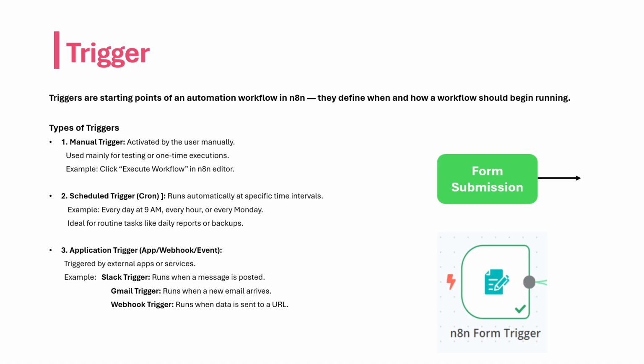And third is application trigger. Here we can also have an application, webhook or event which is triggered by external apps or services, which requires another application. That is, a third party will be involved here. For example, Slack trigger, Gmail trigger, or webhook trigger, which perform based on their significance and also based on the action of the trigger.